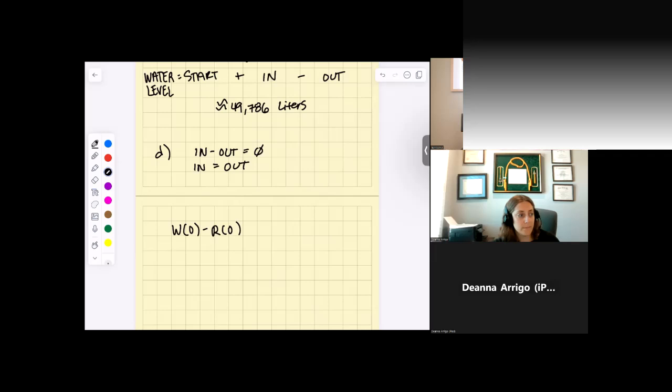Negative 1,340. Negative 1,000. How'd you get that? Well, isn't W of 0 just 0? Or no, it's 2,000. Sorry. It's 660. Okay, so that is greater than 0. What is W of 8? That I will have to find out. 2,000.